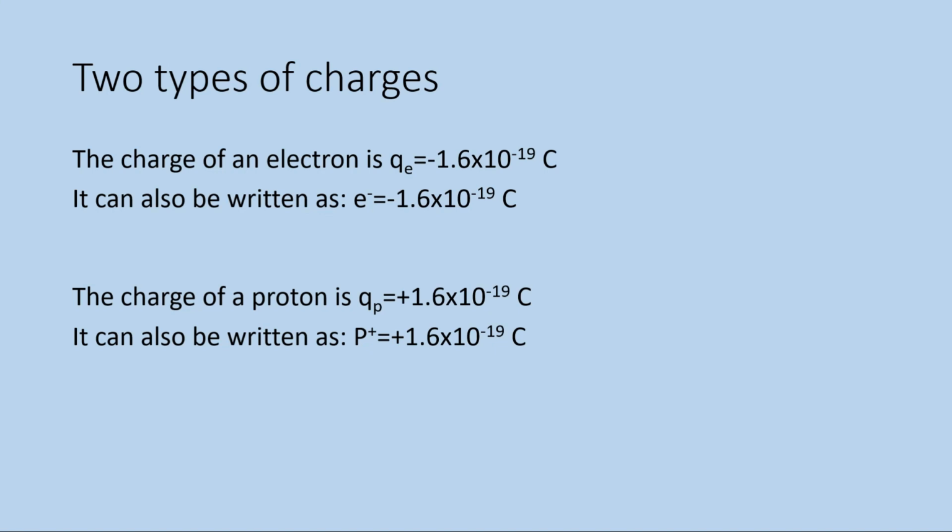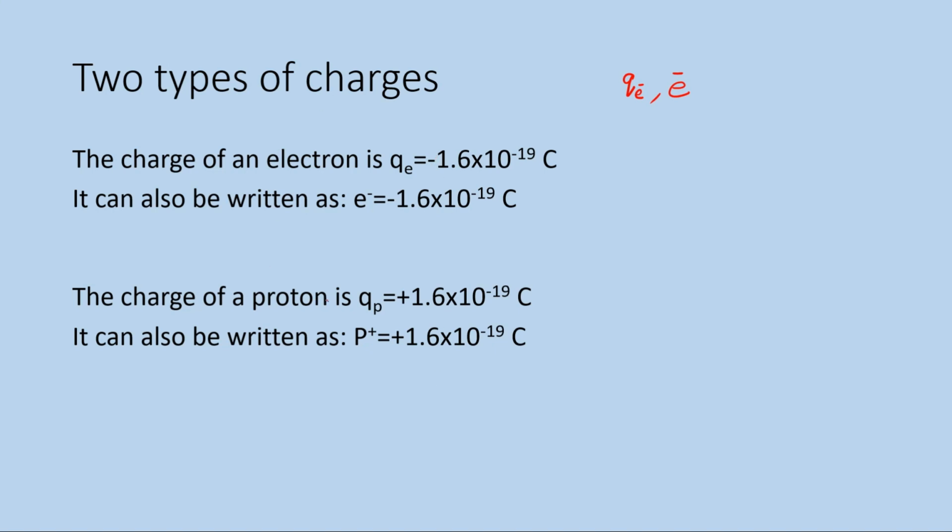The charge of an electron is symbolized by QE, or we can write it as e minus. So whenever we have an electron, it's either QE, the charge Q of the electron, or e minus. It is equal to negative 1.6 times 10 to the power of negative 19 coulombs. It is a fixed amount, a fixed magnitude for the charge of the electron with a negative polarity.